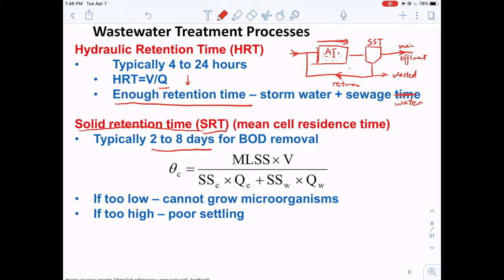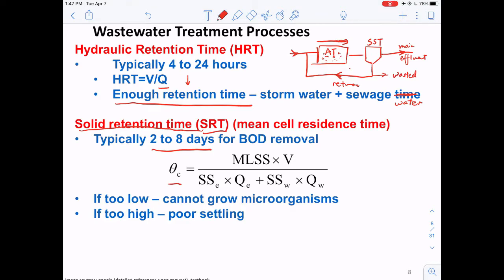To calculate this solid retention time, we typically use theta C to represent this value. Basically, we can use this equation to calculate it, although it might look quite complex here. What happens is that we are just going to use the mass of all the solids here.